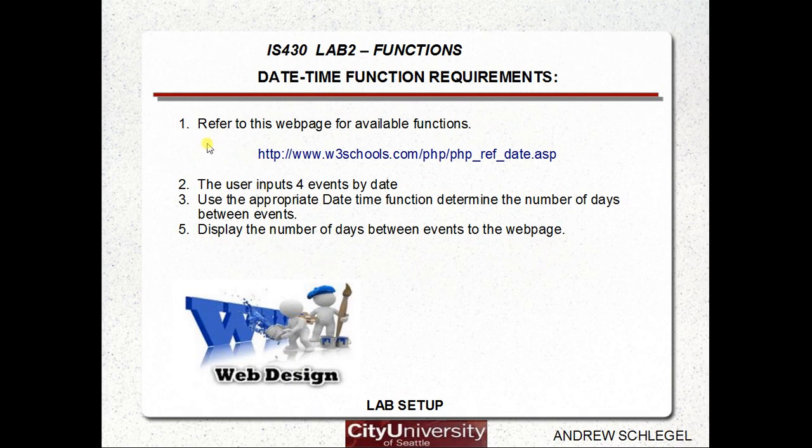Okay, good. Now for the date time functions, refer to this web page for available functions. Okay, the user inputs 4 events by dates. Use the appropriate date time function to determine the number of days between the events. Display the number of days between events to the web page. We already discussed that. That should be pretty clear by now.